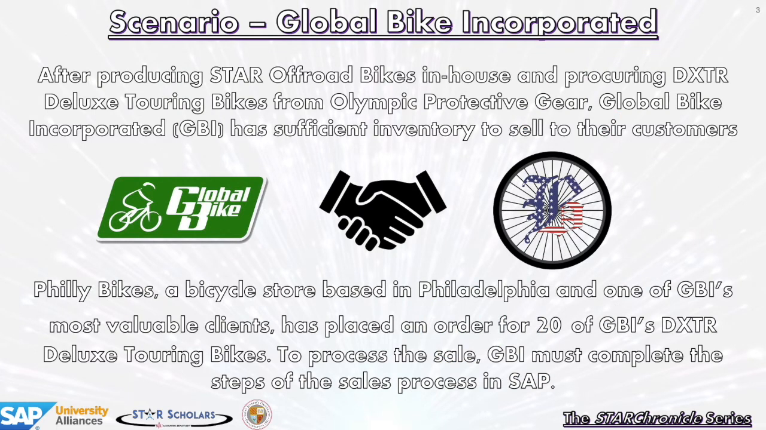In this session, we will be stepping into the role of Global Bike Incorporated to see how each step of the sales process is carried out within SAP. After producing STAR off-road bikes in-house and procuring DXTR deluxe touring bikes from Olympic Protective Gear, Global Bike Incorporated, GBI, now has sufficient inventory to sell to their customers. Philly Bikes, a bicycle store based in Philadelphia and one of GBI's most valuable clients, has placed an order for 20 of GBI's DXTR deluxe touring bikes. To process the sale, GBI must complete the steps of the sales process in SAP.